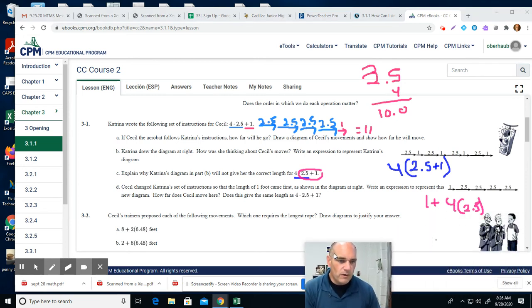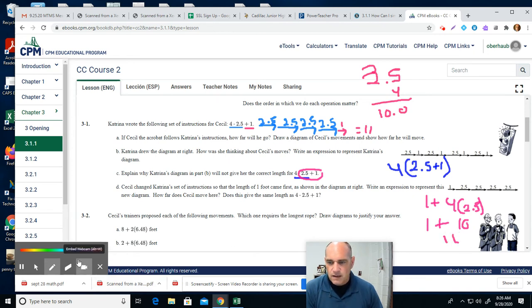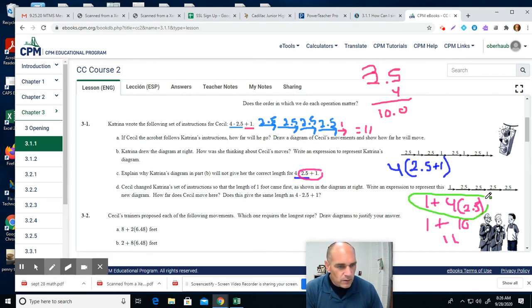So let's see, this is still 1. When I add 4 times 2.5, I still get 10, just like I did above, and my answer is 11. So here's the key that they want us to know, that notice how this expression and this expression look different. All they did was switch the first part and the second part. But notice how we get the exact same answer for each.